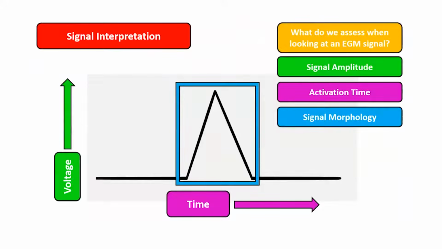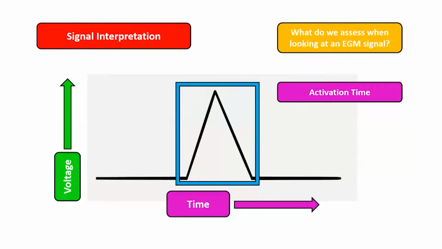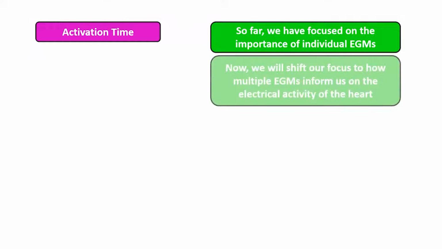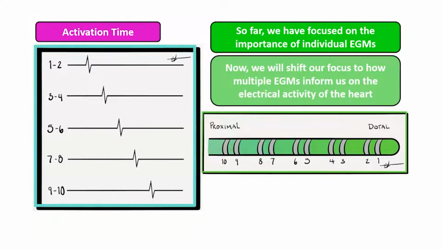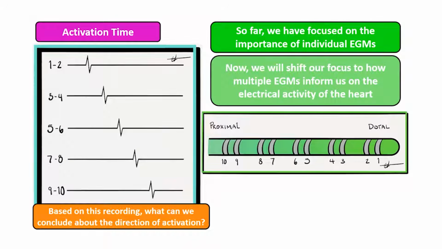So, we've talked about signal morphology. Next, let's focus on activation time. So far, we focused on the importance of individual electrograms. But the beauty of the EP lab and the things that start to become more intuitive are when we start to interpret electrograms in groups. Here's a little cartoon of a catheter activation sequence in our cartoon catheter. Based on the signals here on the left, what can we conclude about the direction of electrical activation relative to our cartoon catheter on the right? Feel free to pause the video at this point and think about it.